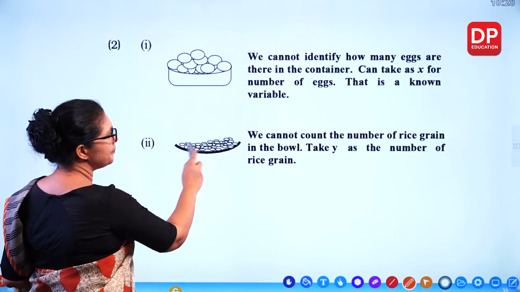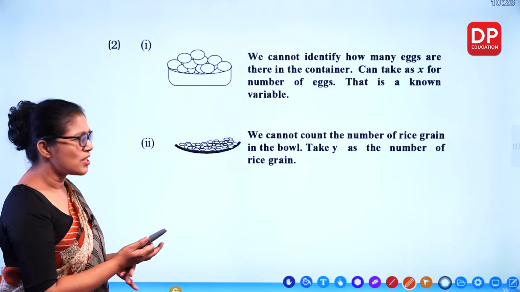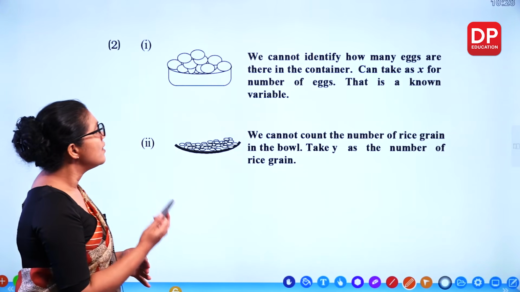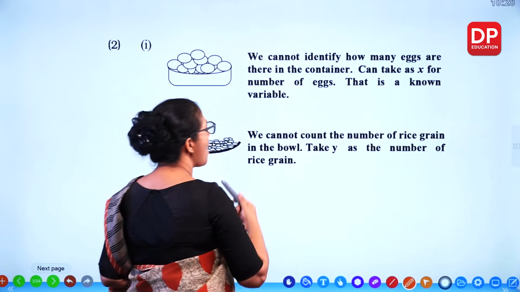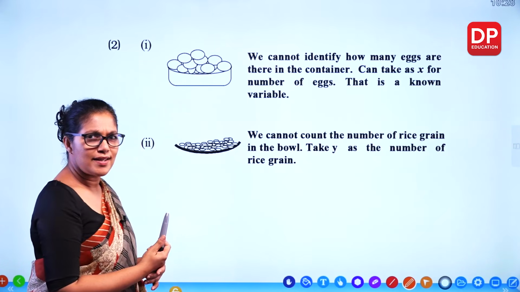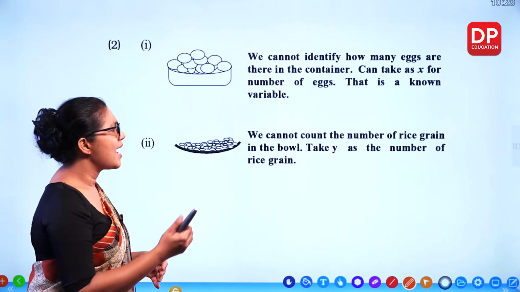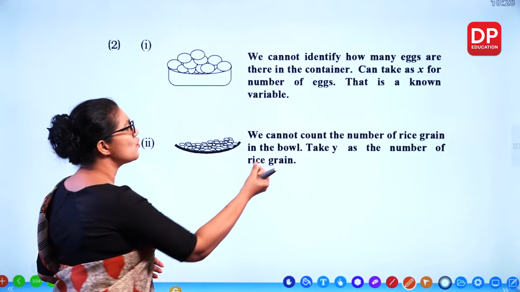What about this one? Rice grains are there. Can we count? We cannot count the number of rice grains in the bowl. So we can take the letter y as the number of rice grains. It's very difficult to count, so we can take a letter for that. The number of rice grains is y.